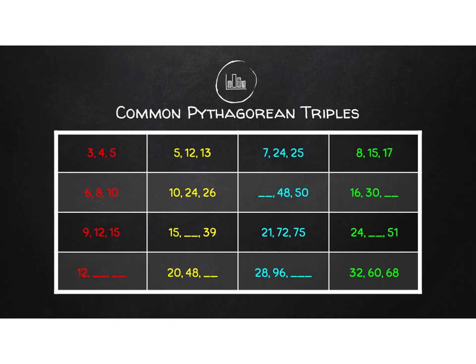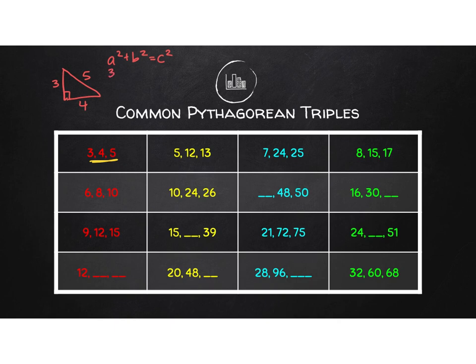Let's talk about some common Pythagorean triples. Here I have a chart with some common ones. Let's first look at the 3, 4, 5. I just want to show you what that looks like. If I have a right triangle, the legs would be 3 and 4, and the hypotenuse would be 5. Remember that the hypotenuse is always the longest length. The reason that it's a Pythagorean triple is because they're all positive integers, and it works in our a squared plus b squared equals c squared formula.